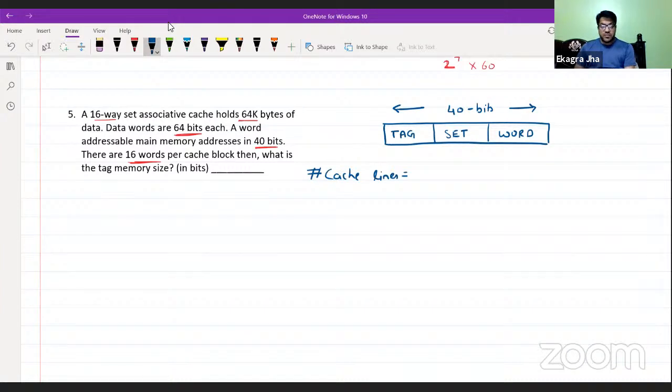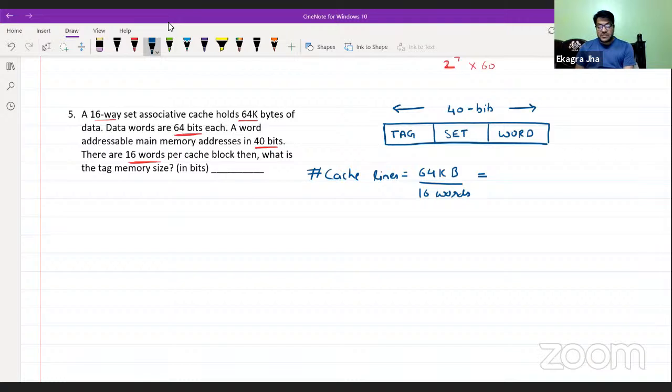Okay, so the number of cache lines will be the total size of the memory. The total size of the memory is how many bytes? 64K bytes, divided by the block size. But block size here is given in 16 words. So 16 words, but we need to calculate these words in the number of bytes because the size is given in bytes. So let's have this like this.